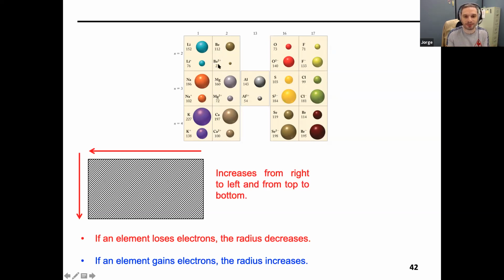The more positive the charge, the more dramatic the change in the radius. So see here, beryllium goes from 112, when it loses two electrons, all the way down to 27 picometers. And the opposite thing happens when we add electrons. So therefore, if an element loses electrons, the radius decreases. And if an element gains electrons, the radius increases.